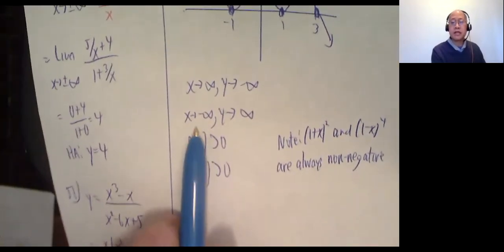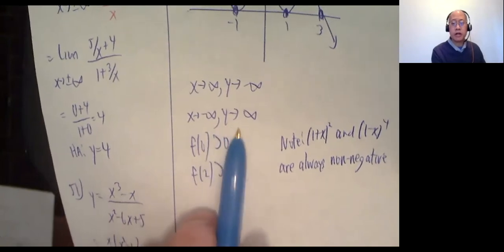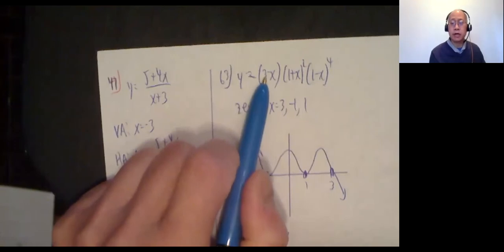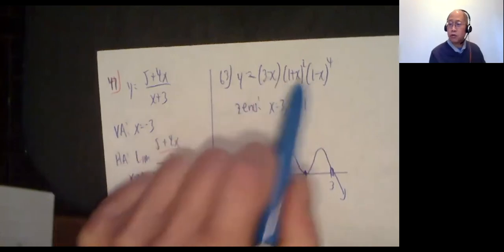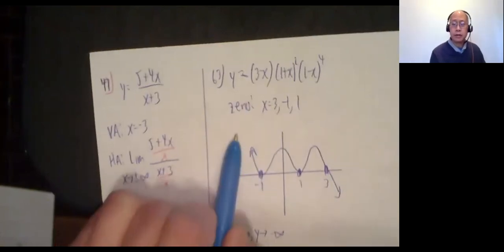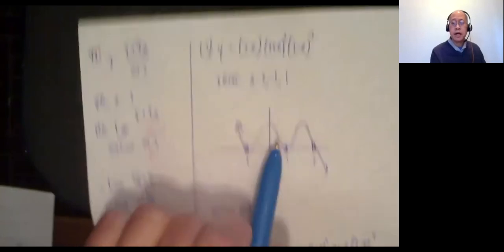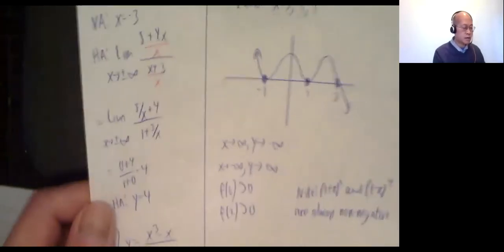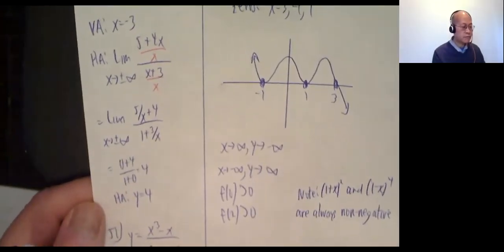This says x approaches negative infinity, y approaches infinity. Plug in negative a million: 3 minus a negative million is 3 plus a million, that's positive. We already know these are positive. So that goes up here. And then I plug a number in between, like 0 and 2. So that gave me that. Okay, so that's that one.